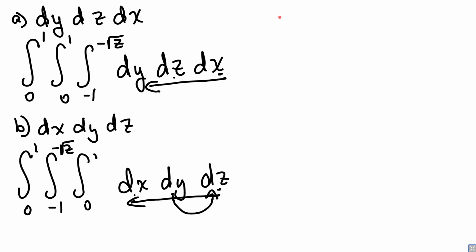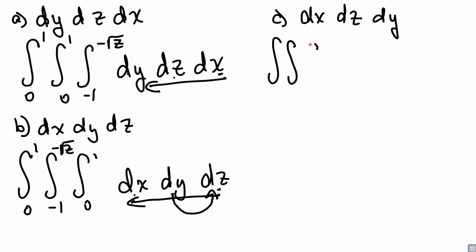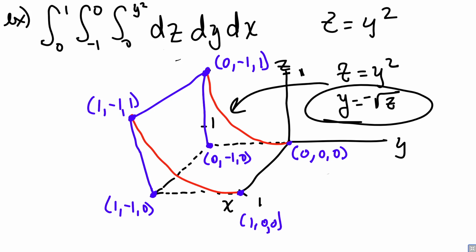All right, let's look at C. So C, we are going to do dx, dz, dy. So we're going to have our triple integral, dx, dz, dy. Now, since y is on the end, that means it needs to be numerical values. So what are the numerical values that we're going to run y from? Yes, -1 to 0. Excellent.